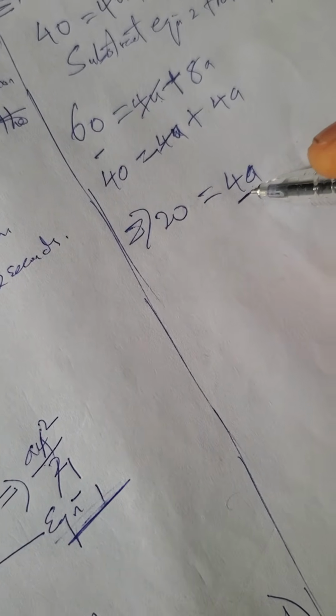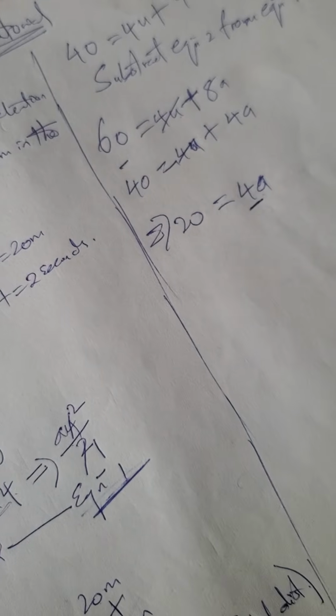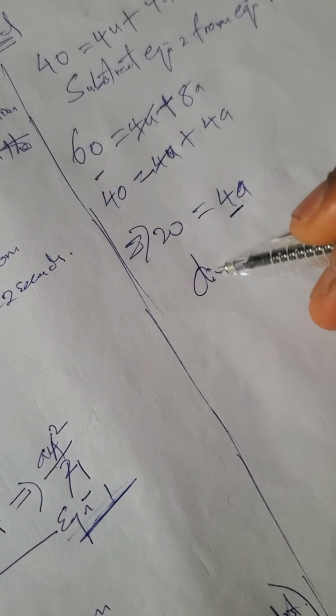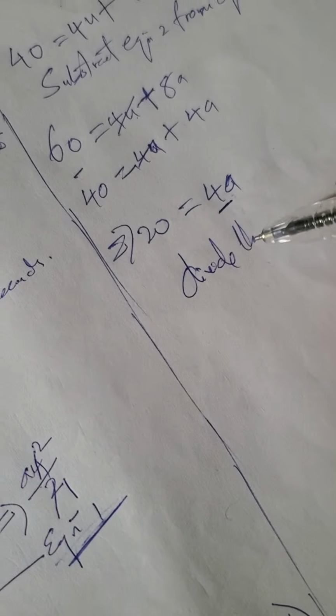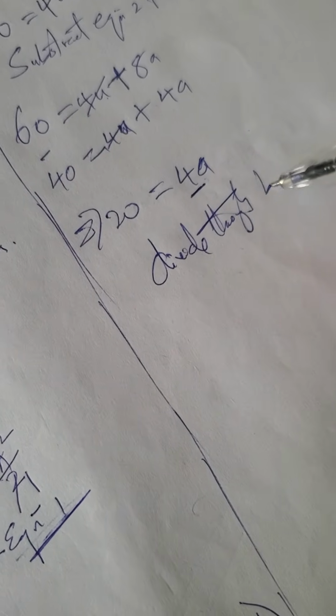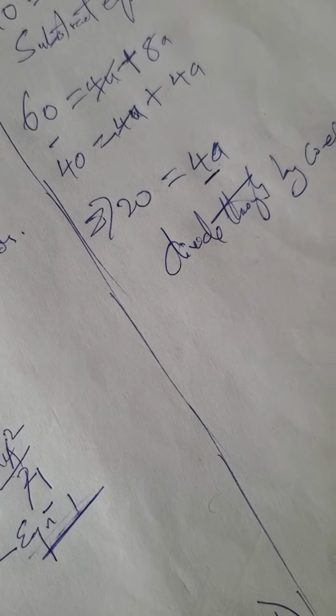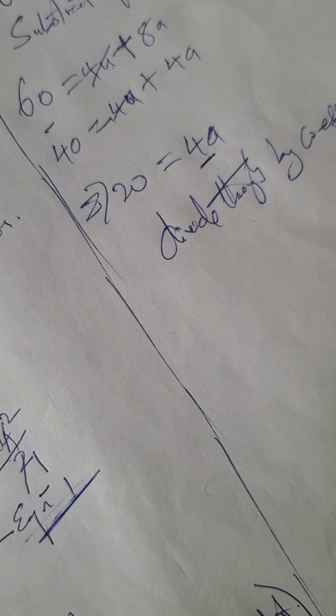Do you get? So what I'm going to do now, I just want to make this thing. I don't mean to make it lengthy, but I just want you guys to understand. So you do what? Divide through by the coefficient of a.